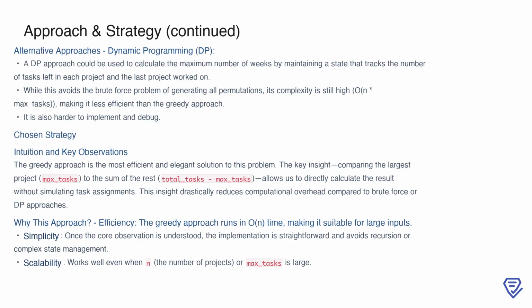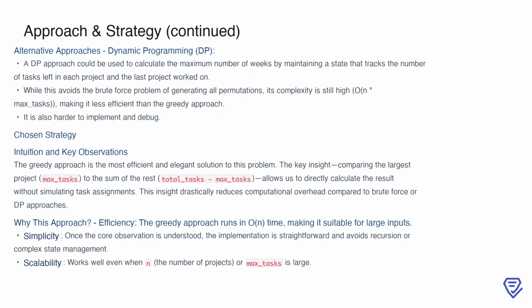In this method, we would maintain a state that tracks the number of tasks left in each project and the last project worked on. This avoids the brute force approach of generating all permutations, but it still has a relatively high complexity of O(n * max_tasks), where max_tasks is the number of tasks in the largest project. While DP is more efficient than brute force in some respects, it is still less efficient than the greedy approach, especially for larger inputs. Additionally, DP introduces more complexity in terms of implementation and debugging, as it requires managing multiple states and transitions.